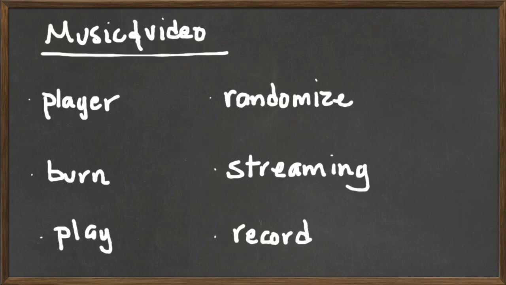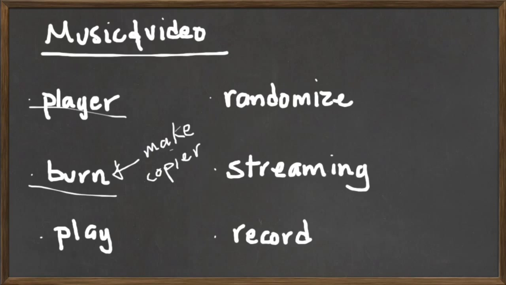When we talk about music or video, we can have some important words to remember. We have player, which is any device that can produce or reproduce or play music or audio. MP3 player, DVD player, Blu-ray player, etc. We also have the word and verb burn. To burn means to make copies of a record.